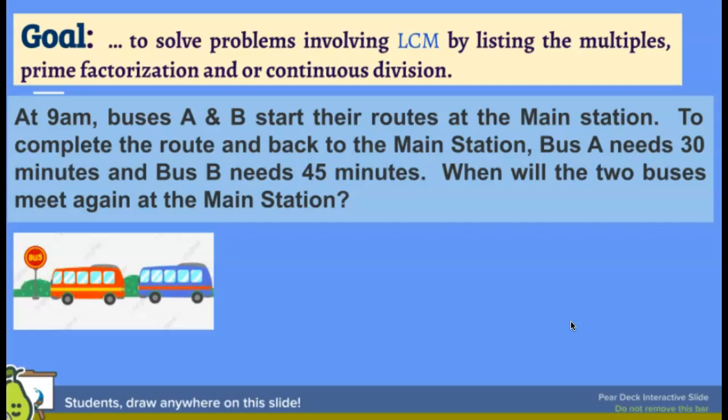So at 9 a.m., bus A and B start their routes at the main station. To complete their route and back to the main station, bus A needs 30 minutes and bus B needs 45 minutes to complete from the station to wherever its destination is and back to the station. So when will the two buses meet again at the main station? I'll give you 3 minutes. Oh, that's too much. 2 minutes to work on this problem. All right? 10 seconds.